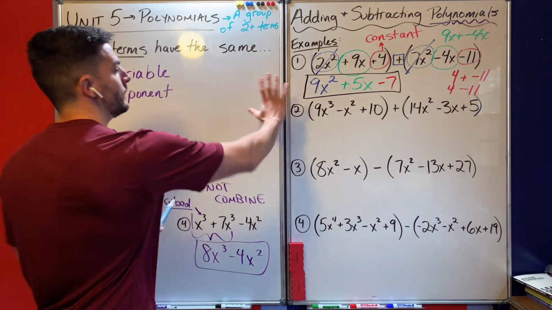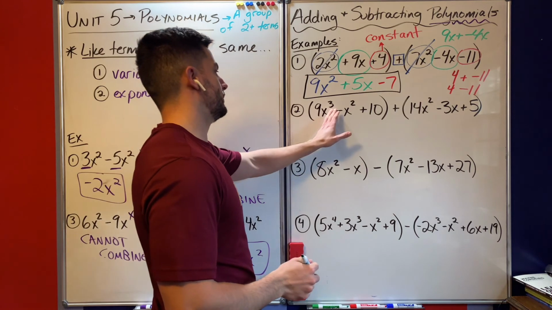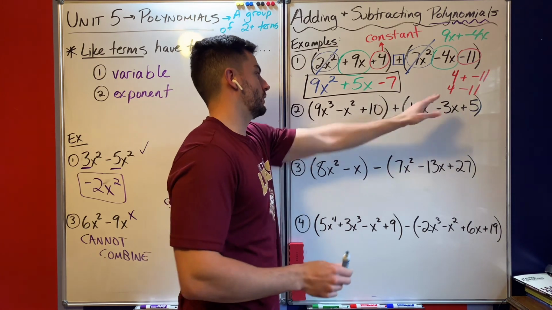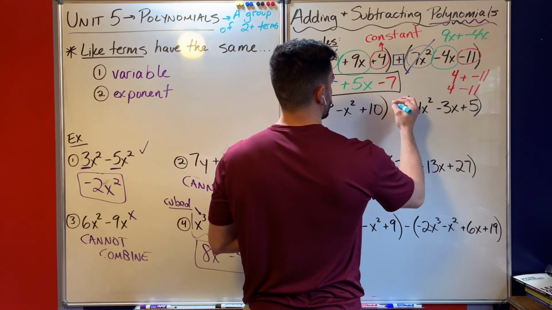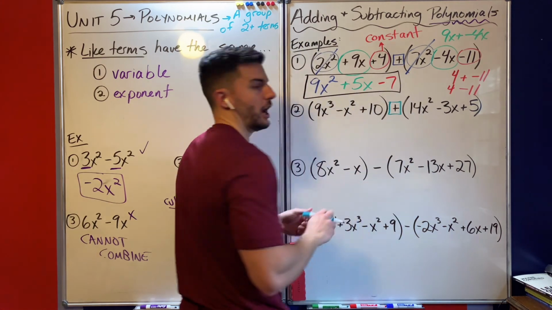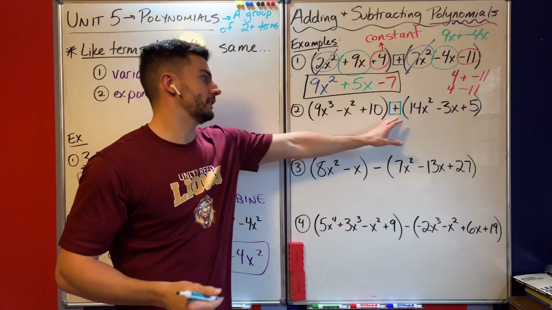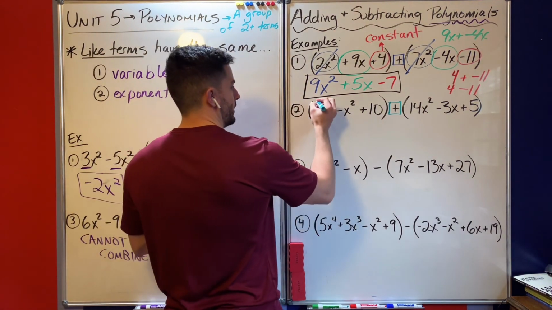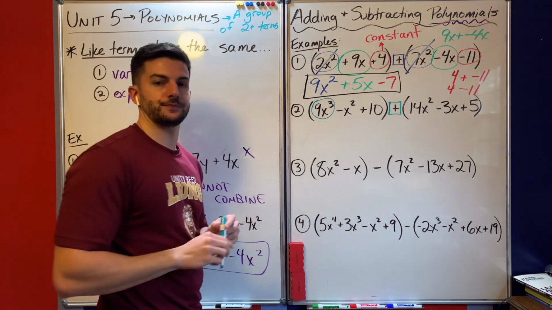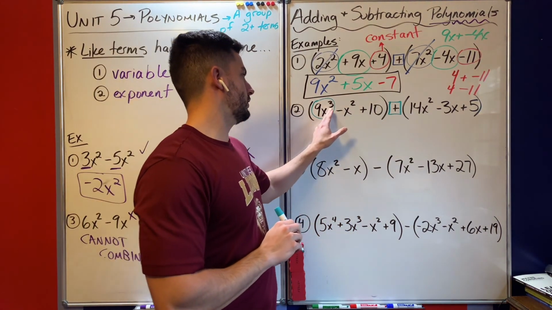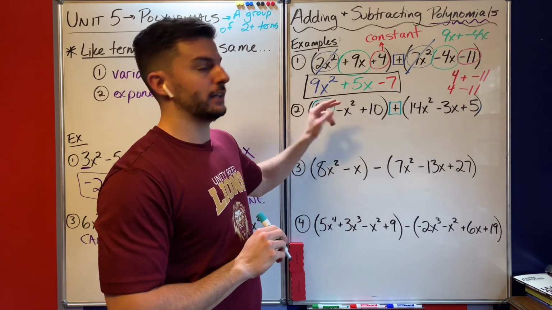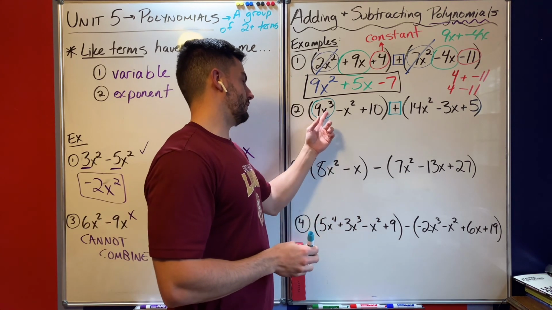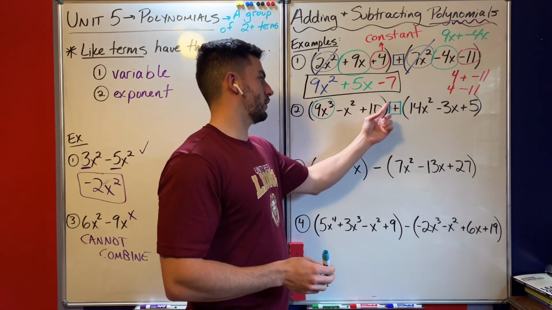So number 2 says 9x cubed minus x squared plus 10, plus 14x squared minus 3x plus 5. Again, the first thing to observe is what operation is happening between the groups, and that's plus. I like to start with the group on the left and say, okay, 9x cubed. Just circle your first term and think, is there any other term that has a 3 exponent? All your variables are x's, so we know that for this one. But mainly I want to see if there are any other 3 exponents in here.